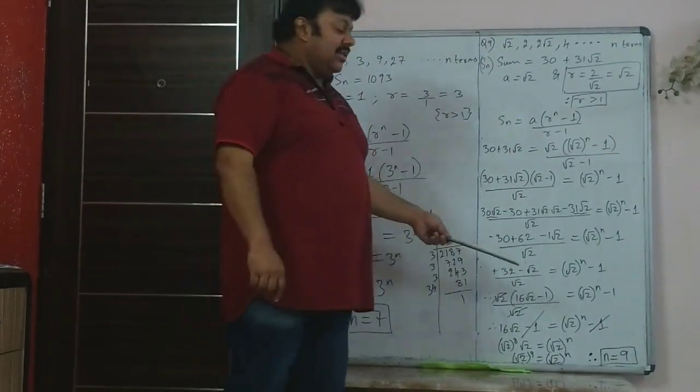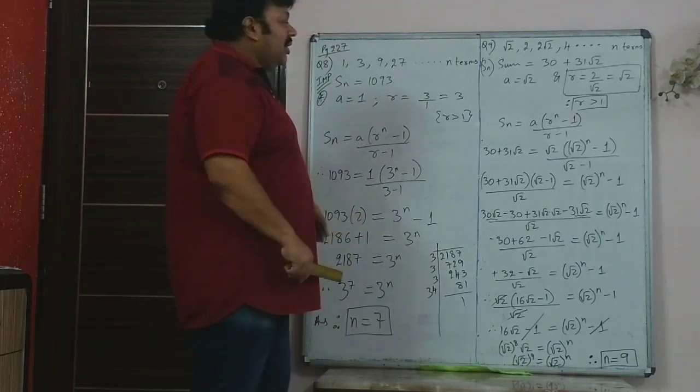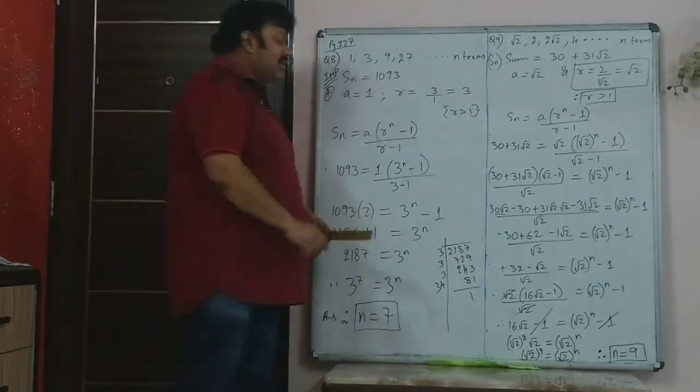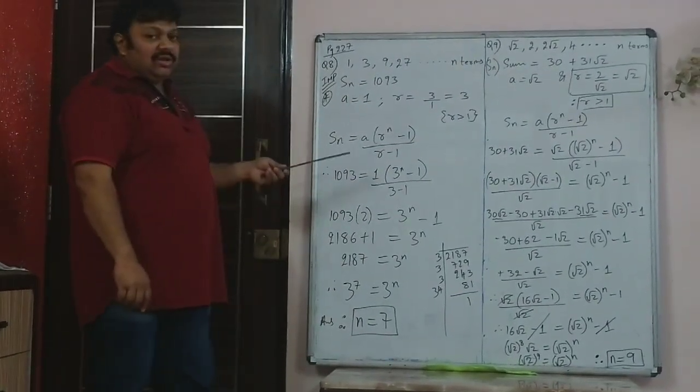So for this sum n is 9, but usually in such sums you don't get all these complex calculations, you get sums with simpler calculations like this.